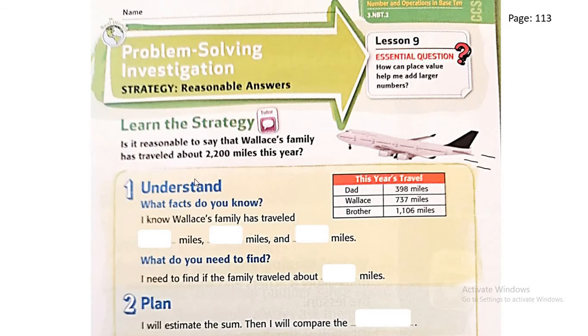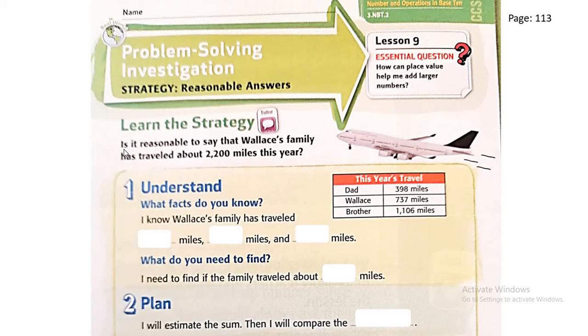Okay? So now the first step to solve any word question is what? It is to understand the question, because if you understand the question, then you can get the correct final answer. Okay, so let's understand the question again. We have this information about Wallace's family. We have three numbers. The first one is how many miles Wallace's dad traveled this year. The second one is how many Wallace traveled this year. And the last one is how many Wallace's brother traveled this year.